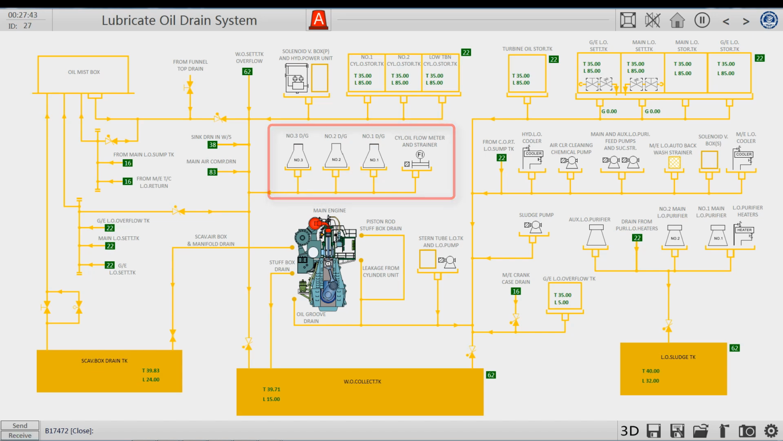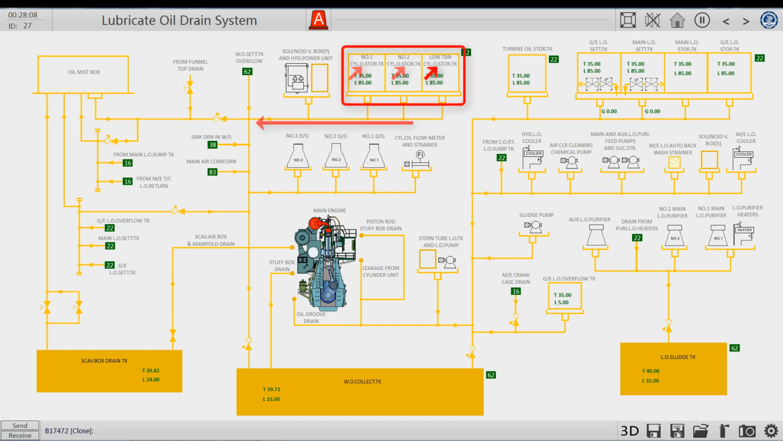This is the generator part. It mainly includes the oil pan of the auxiliary oil sump, the oil flow meter of the main engine cylinder, and the oil pan of the main engine cylinder. These are the residual cylinder oil and waste oil collection. Number 1 and number 2 cylinder oil tank and low alkali value cylinder oil tank.